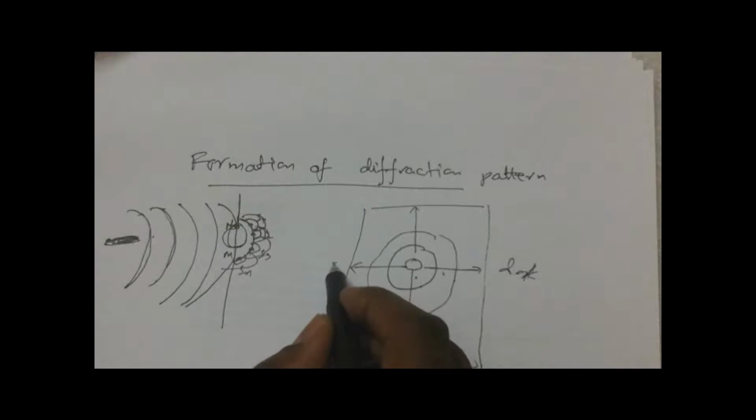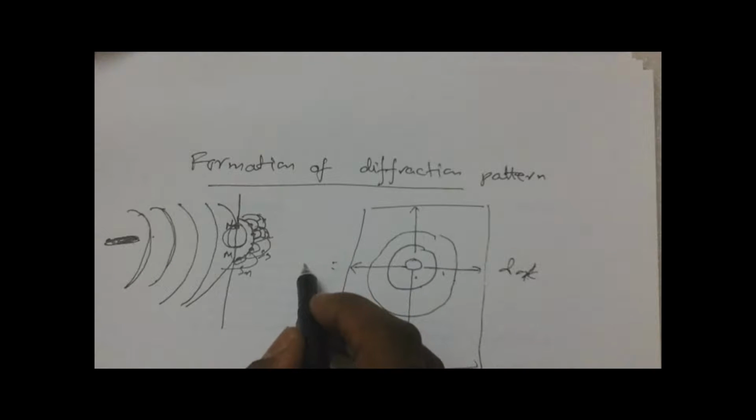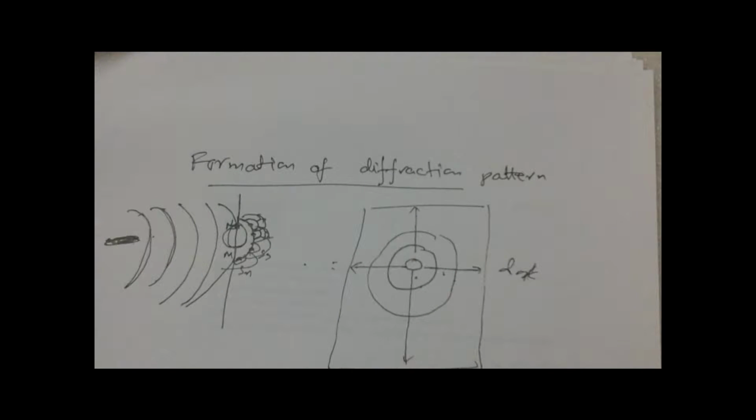If you go this side, again the bright fringe intensity decreases, finally becomes dark. As down also, if you go down also, the bright fringe intensity decreases, finally becomes dark. Top also the same. This is the actual formation of the diffraction pattern explanation.